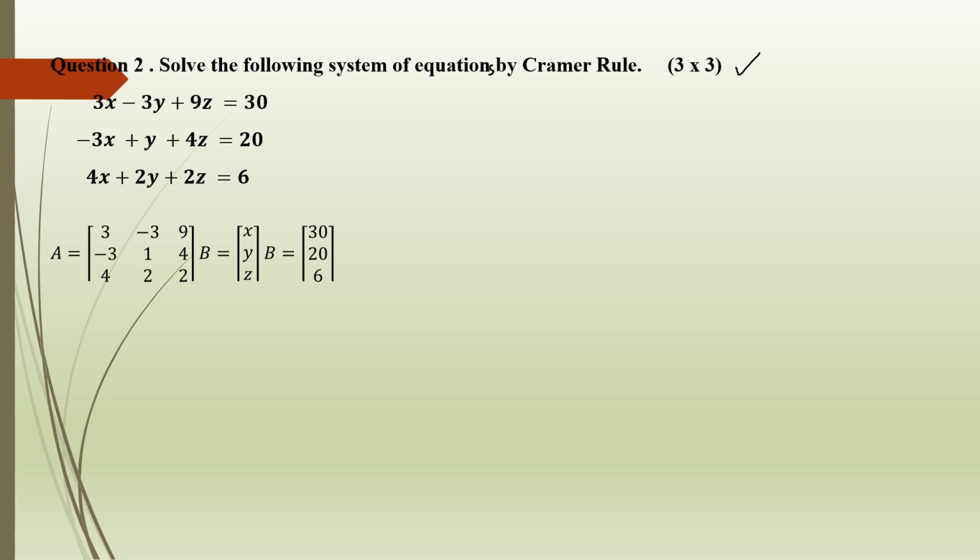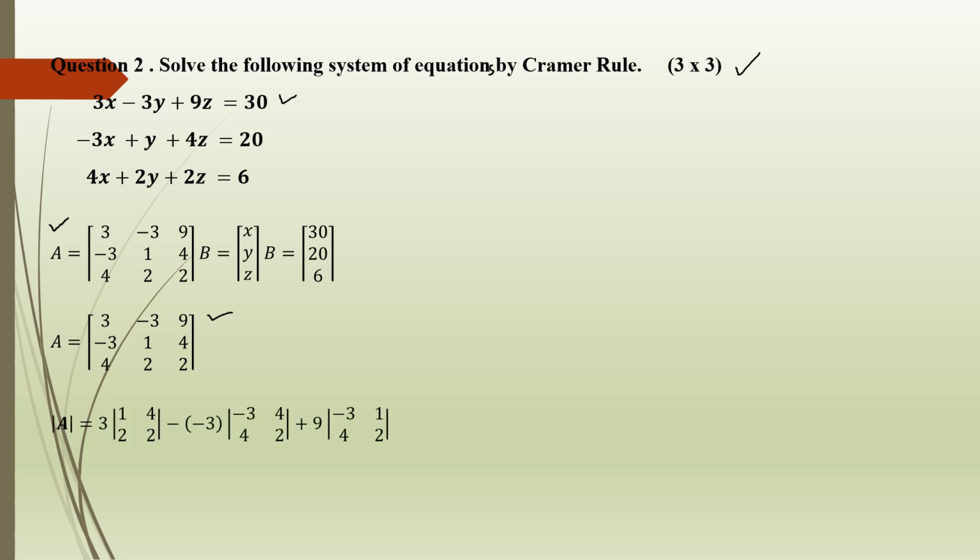So we have the matrix with rows 3, minus 3, 9; minus 3, 1, 4; 4, 2, 2, and then here we will write down x, y, z. The top right-hand side becomes the constants, represented by b: 30, 20 and 6. Now after this, first of all we will find the determinant of matrix A. So I took here 3, minus 3, 9, minus 3, 1, 4, 4, 2, 2.